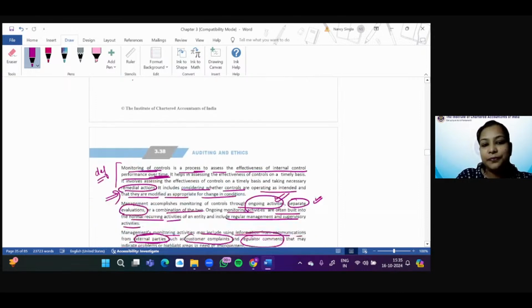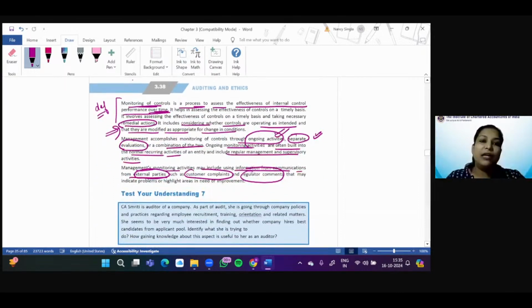Monitoring of control. What we have seen is the purpose of monitoring of control: it is the process to assess the effectiveness of internal control performance over time. Why? So that remedial actions can be taken. Then it says it can be through ongoing activities, separate evaluation, or a combination of both. If it is ongoing activity, then normal recurring activities and regular management and supervisory activities will be required. And last, management may take information from communications from external parties like customer complaints and regulator comments. Is it clear?